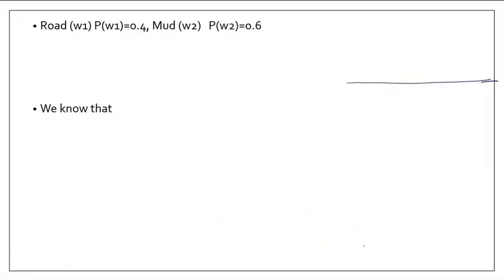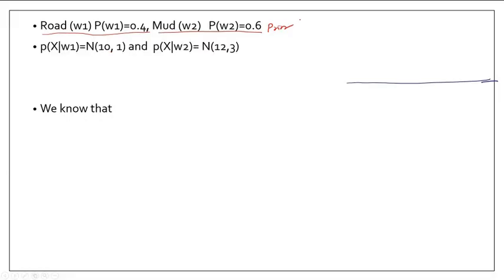So road prior, these are called prior probabilities. The probability of appearing road is 0.4 and probability of appearing mud is 0.6. Now these are the likelihoods of road and mud. What it means is the distribution of features of road and features of mud, they are distributed normally as it is given to us.